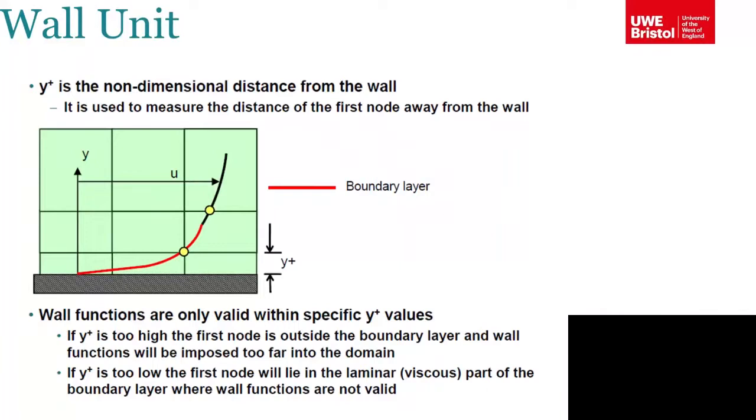So y plus is the distance from the wall to the first grid node. To resolve the boundary layer properly, your grid nodes should be within the boundary layer.